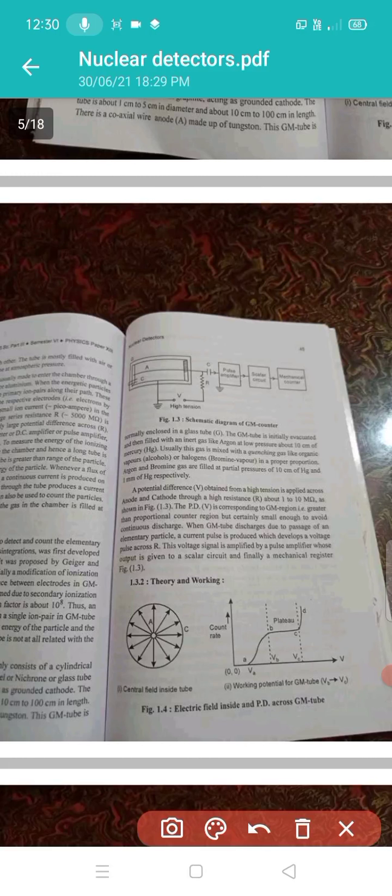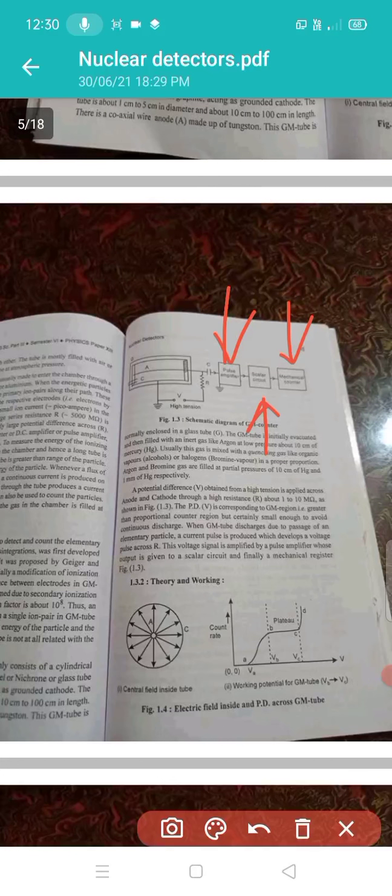This voltage signal is amplified by a pulse amplifier. Here we have a pulse amplifier, which is used to amplify the voltage signals, whose output is given to a scalar circuit. This is the scalar circuit. The output of the pulse amplifier is given to the scalar circuit and finally to the mechanical counter.